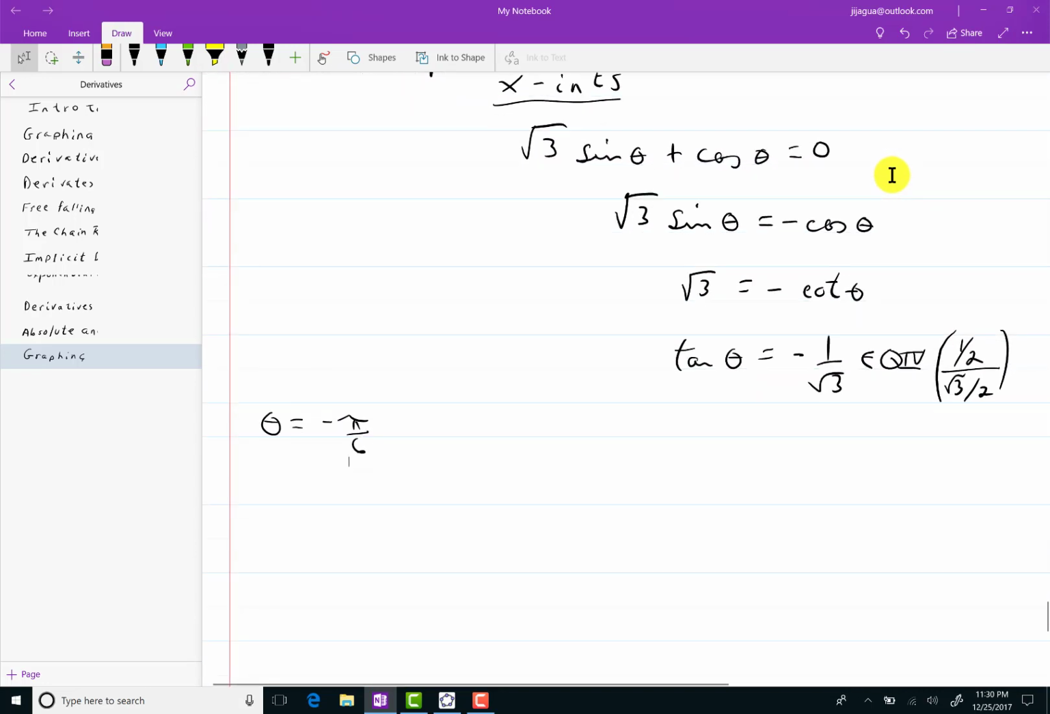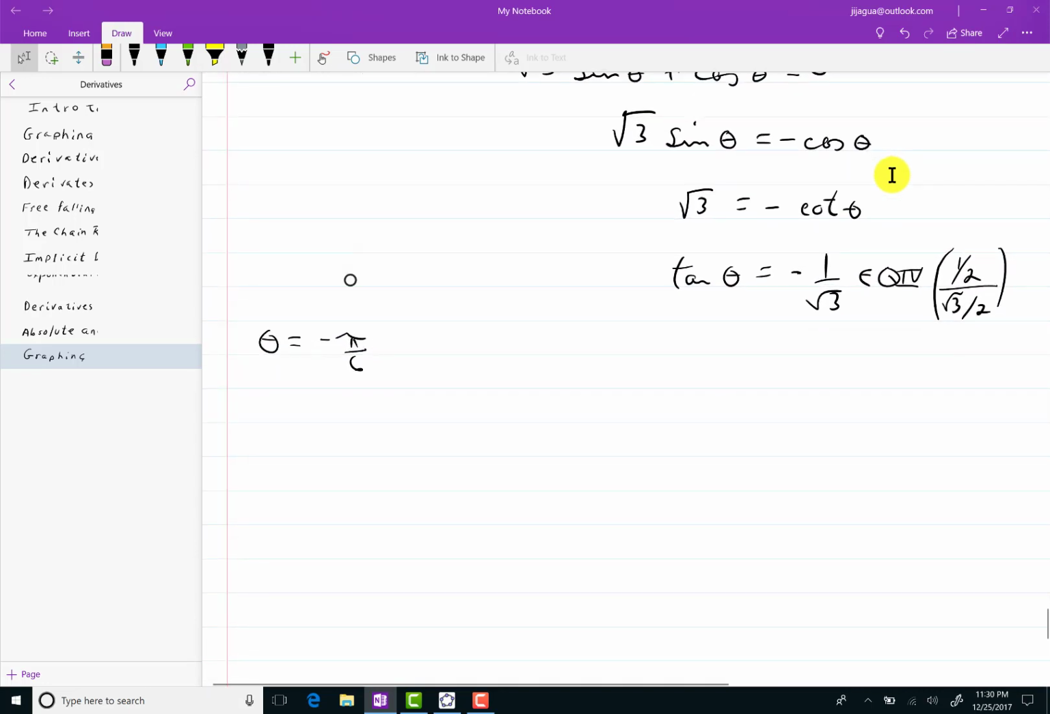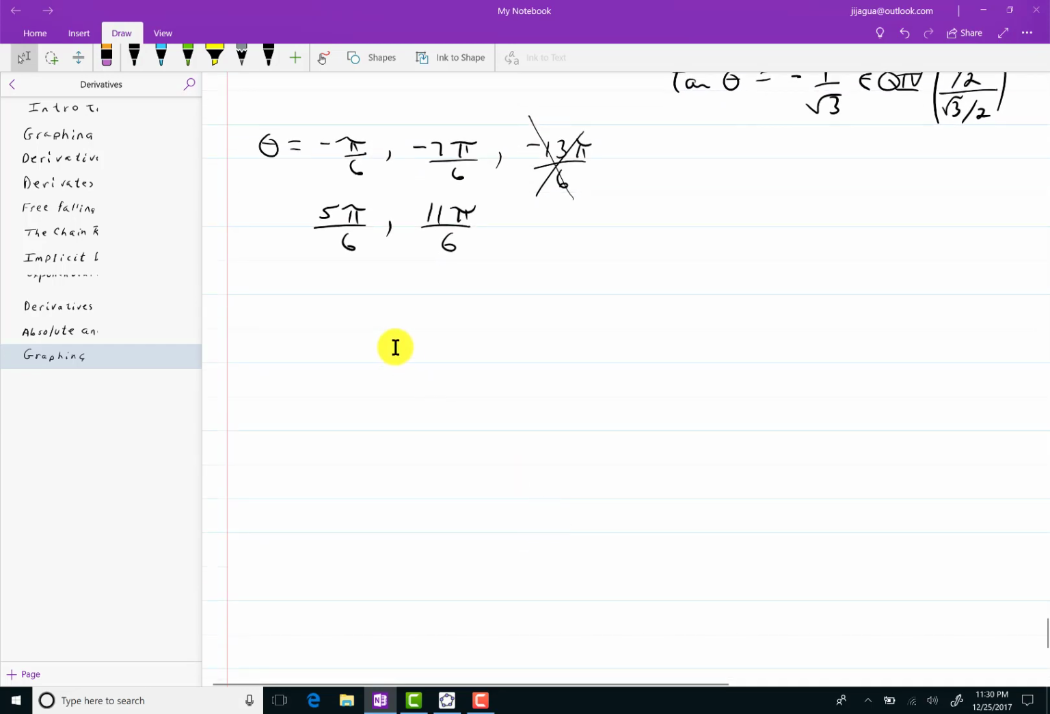And tangent has a period of pi. That means these are also answers. If I subtract pi from this and get negative 7 pi over 6, that's also an answer. If I try to subtract another pi from that, I'll end up with negative 13 pi over 6, but that's less than negative 2 pi, so I'm not going to have that. But then I get some answers by adding pi. So I get 5 pi over 6, 11 pi over 6, and then I stop there because I'm only supposed to go up to 2 pi. So this looks like my 4 zeros.